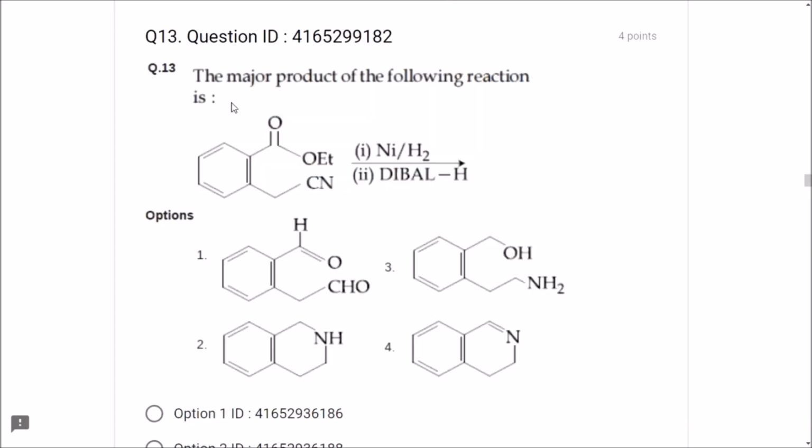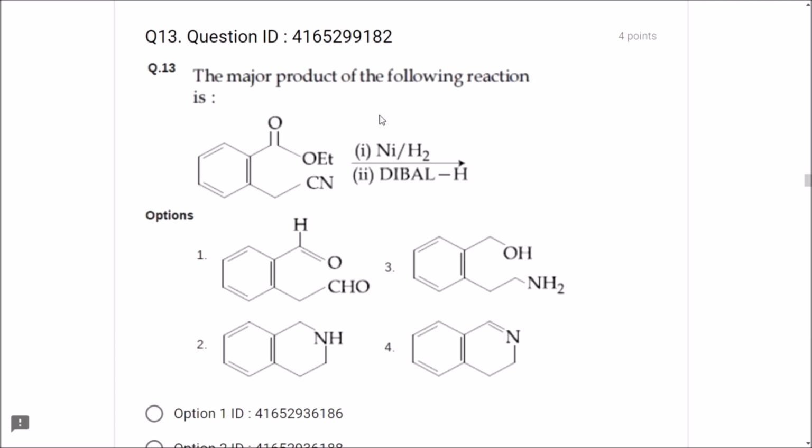Next, question number 13. The major product of the following reaction is, yes, what is the reaction? Hydrogenolysis first step, then reduction using diisobutyl aluminum hydride. What is the starting material? Yes, the starting material has one ethyl ester group, and the other is an alkyl nitrile or cyanide group. Let us see the first step. What is the first step? Hydrogenolysis in presence of nickel. What is going to happen? Will it react with the ester? No, students. Esters are intact in presence of hydrogenolysis with nickel.